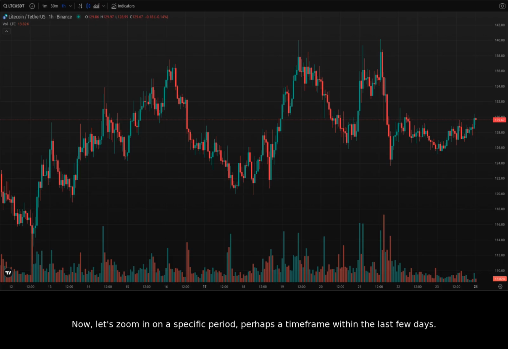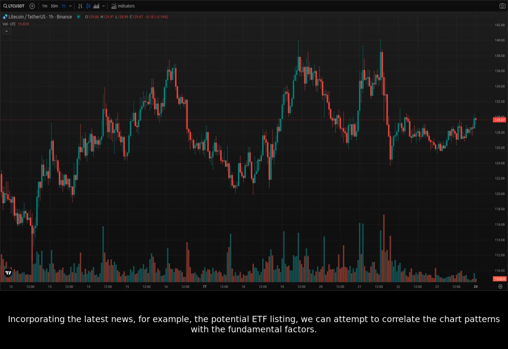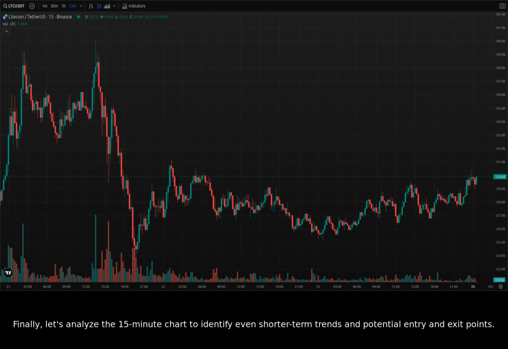Now, let's zoom in on a specific period, perhaps a time frame within the last few days. This allows for a more focused observation of recent developments on the hourly chart. The refined time frame might highlight a specific trend or a reversal pattern. Incorporating the latest news, for example, the potential ETF listing, we can attempt to correlate the chart patterns with the fundamental factors. Finally, let's analyze the 15-minute chart to identify even shorter-term trends and potential entry and exit points.